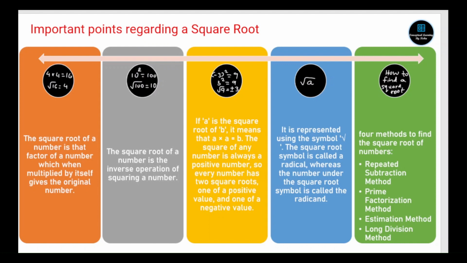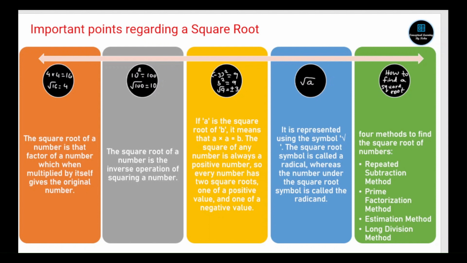Remember that the square is always a positive number, so we can find the square root of positive numbers only. We cannot find the square root of a negative number. The square root of a negative number is a complex number, which we'll talk about later in some other video.